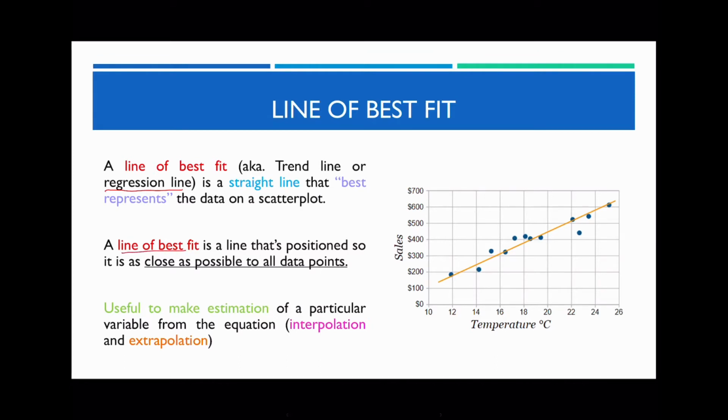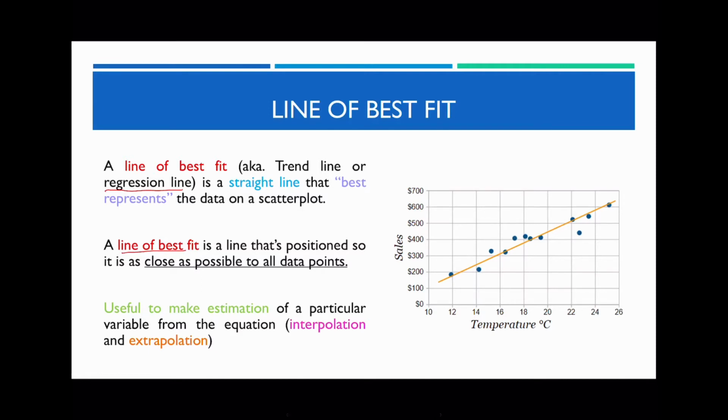The line of best fit is positioned in such a way that it's close to all data values plotted along a scatter plot, but obviously this is not always going to be the case, for instance, if you have outliers. But what it tries to do is accommodate every single value, and it tries to be as close to it as possible, okay?